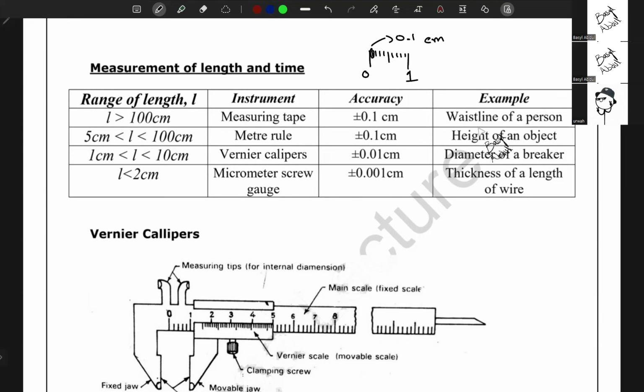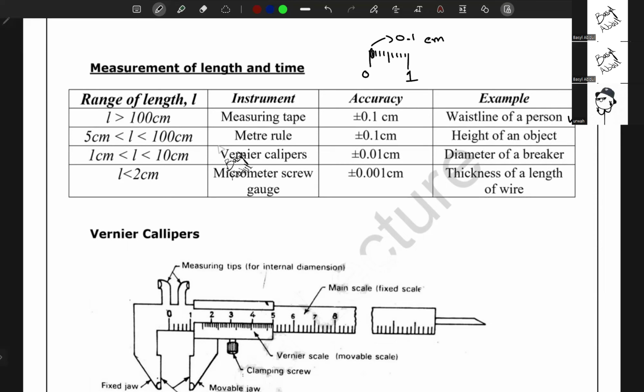Right. So here are some of the examples. You can just look at them. It's a waistline of a person. You measure your waistline using a measuring tape. It's an example from everyday life as well.